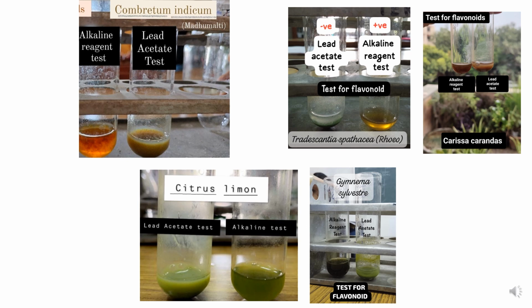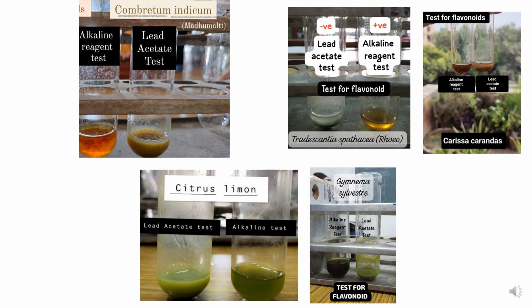Now the third picture is of Carissa carandus, which is your Karonda plant. You can see that in alkaline reagent test, there is dark brown color, and in lead acetate test, although yellow color is there and the precipitate is formed. So for this Carissa carandus, we will consider this as negative. Alkaline reagent test as negative, or you can consider positive because probably this is a dark yellow, and lead acetate test is positive.